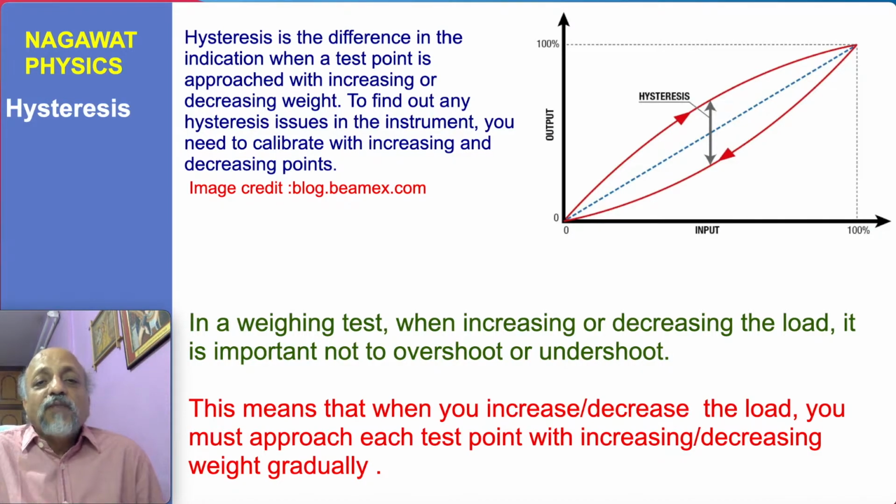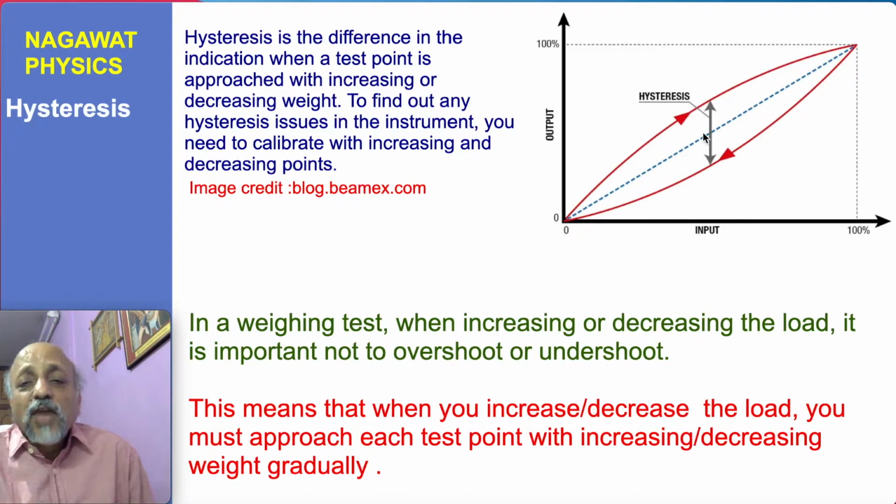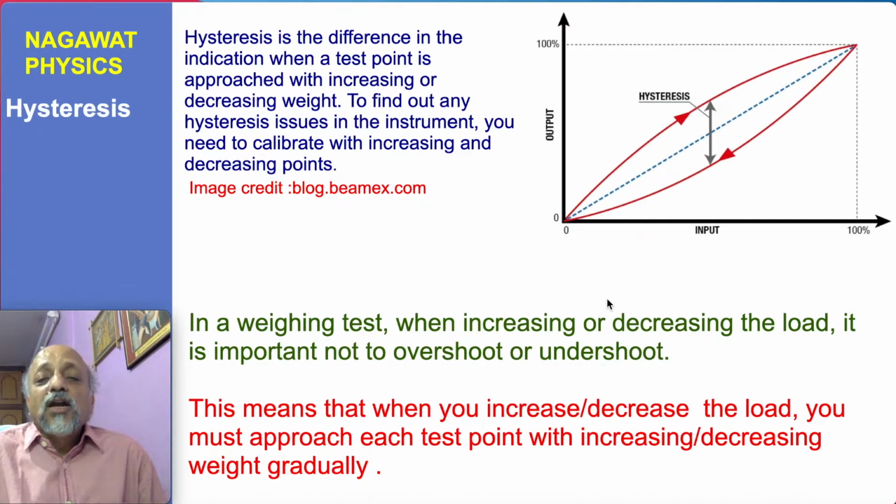Hysteresis is the difference in the indication when a test point is approached with increasing or decreasing weight. To find out any hysteresis issues in the instrument, you need to calibrate with increasing and decreasing points separately. What I am explaining in this diagram is that if you are increasing weight from 0 to 66 kg, it is following this curve, and when you decrease the weight from 66 to 0 kg gradually, then it follows a separate curve, and that is called hysteresis.